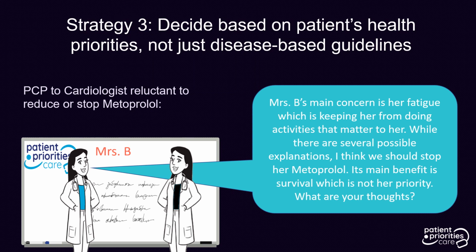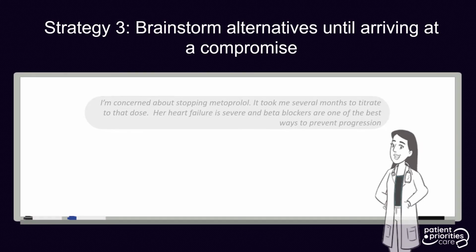Mrs. B, one of our shared patients' main concerns, is her fatigue, which is keeping her from doing activities that matter to her. While there are several possible explanations, as a first step, I think we should stop her metoprolol. Its main benefit is survival, which is not her main priority. What are your thoughts? This slide presents a possible short conversation to help reconcile differing perspectives using a patient's priorities as a guide for collaborative decision-making. The PCP and cardiologist work towards a compromise.